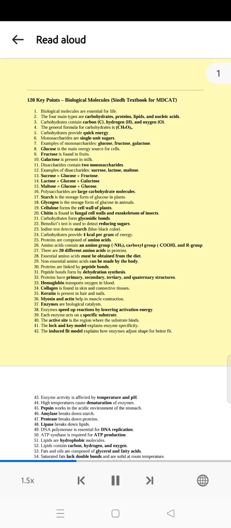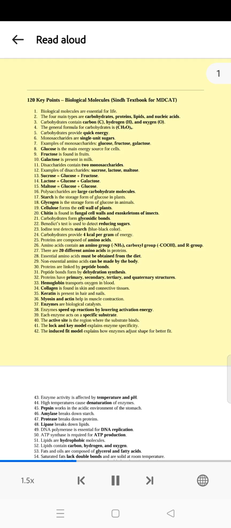Monosaccharides are single-unit sugars. Examples of monosaccharides: glucose, fructose, galactose. Glucose is the main energy source for cells. Fructose is found in fruits. Galactose is present in milk.